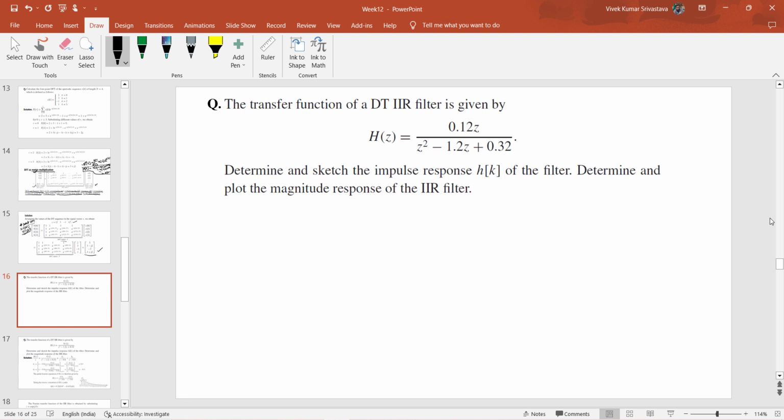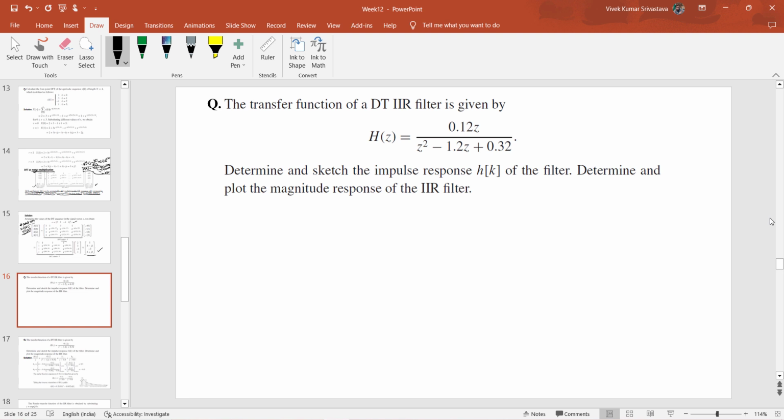So now we have to determine and sketch the impulse response of the filter first of all, and after that we have to determine and plot the magnitude response of the IIR filter. Okay, so that is basically the task here.